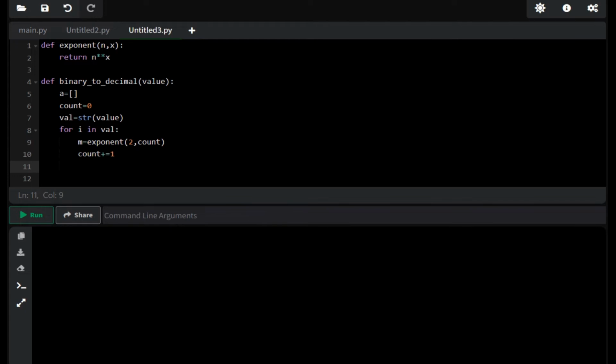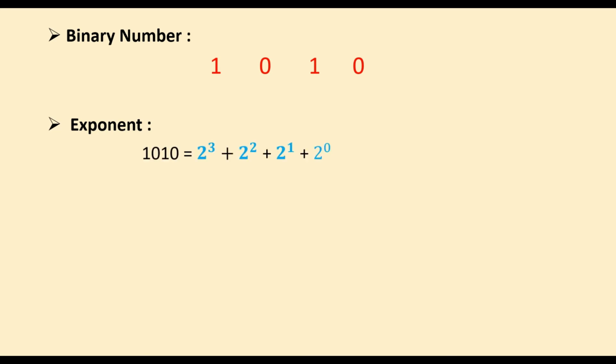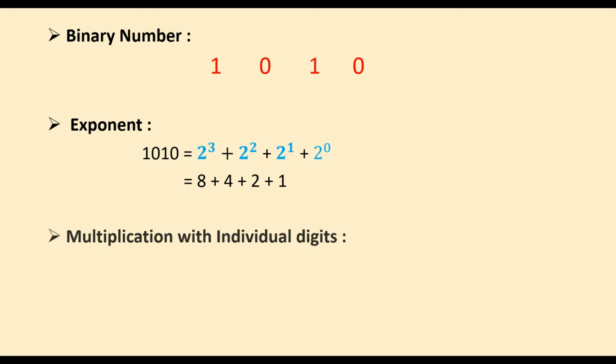Now let's understand it with an example. We have a binary number 1010. Now the exponent function will return 2 to the power 3, 2 to the power 2, 2 to the power 1, and 2 to the power 0, that is 8, 4, 2, 1, and then we will multiply these with the individual digits. For example, 8 into 1, 4 into 0, 2 into 1 and 1 into 0.